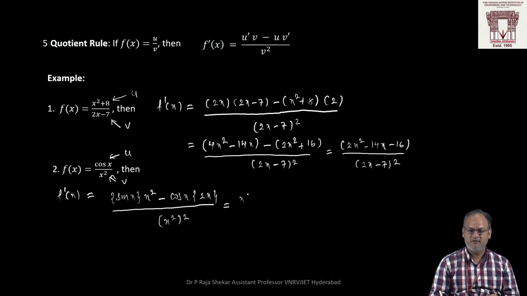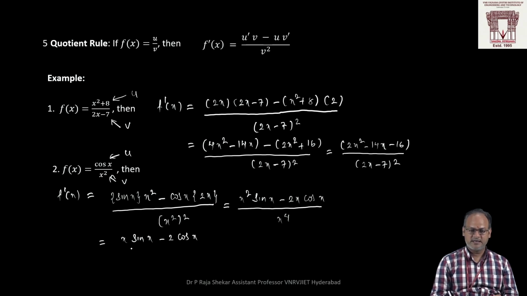This can be rewritten as x square into sin x minus 2x into cos x, whole divided by x to the power 4. You may also cancel a common term x in both numerator and denominator. After simplifying further, we get x into sin x minus 2 into cos x, and after cancelling that x, we get x cube in the denominator. So the derivative of cos x by x square is x into sin x minus 2 cos x by x cube.